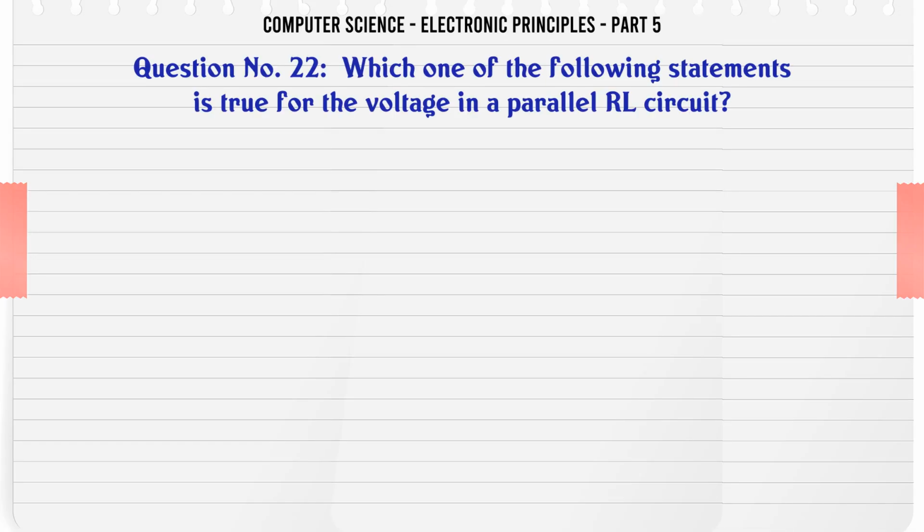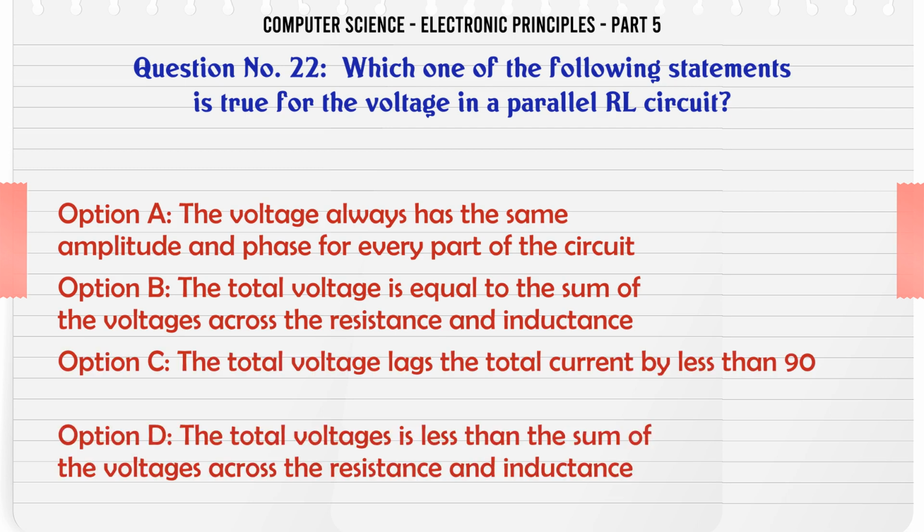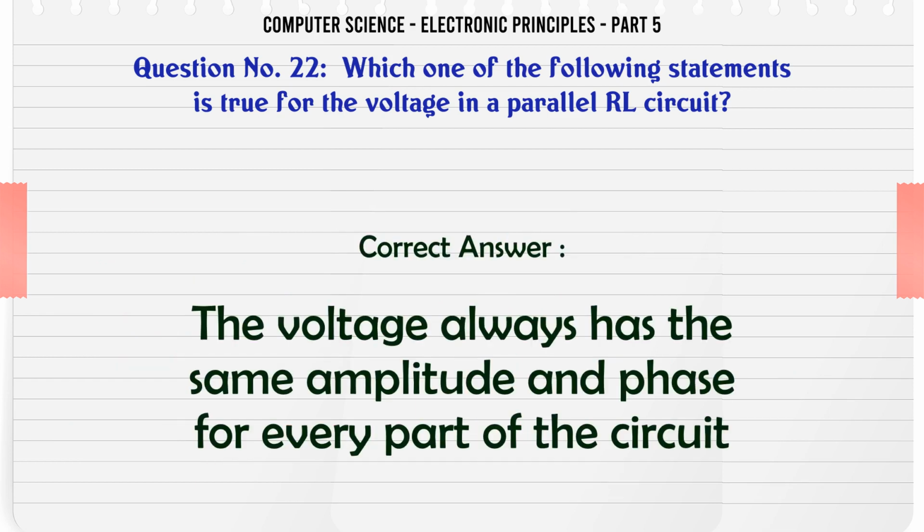Which one of the following statements is true for the voltage in a parallel RL circuit? A. The voltage always has the same amplitude and phase for every part of the circuit. B. The total voltage is equal to the sum of the voltages across the resistance and inductance. C. The total voltage lags the total current by less than 90. D. The total voltage is less than the sum of the voltages across the resistance and inductance. The correct answer is the voltage always has the same amplitude and phase for every part of the circuit.